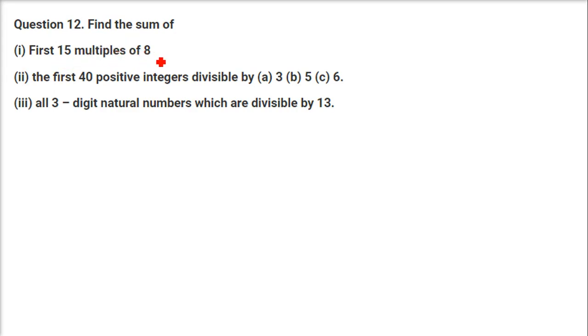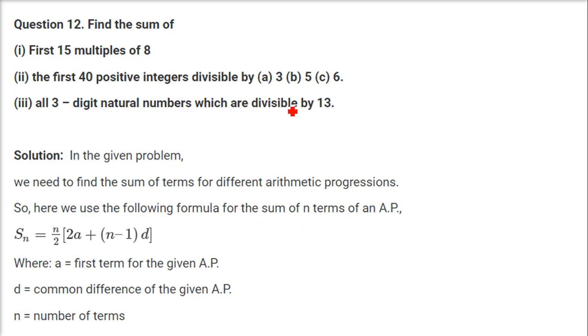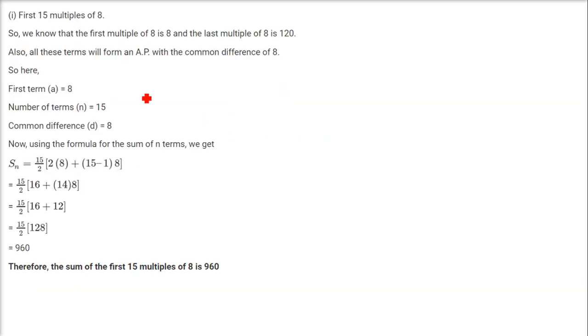Find the sum of first 15 multiples of 8. So I'll start with this one, then we'll go ahead with all these. First 15 multiples of 8. So what is the first one? 8. Right? And 15 multiples, so 8, 16, 24, like this. And because the first term is 8, the common difference is also 8. And then the 15 multiples, so n is 15.